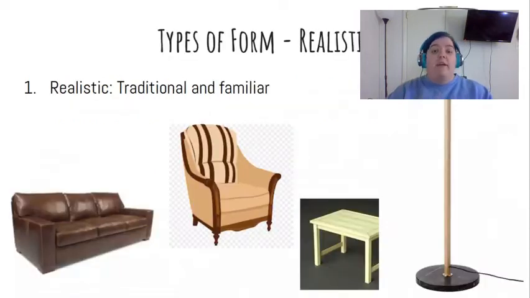The first one we're going to look at is the realistic form. This is what our brains register as traditional and familiar. You can look at that photo on the left and know that that is a leather couch. There's no mistaking it. It's rectangular like a couch. It has couch cushions and it's a basic color of a couch. It's a couch. Same thing with the chair, the table, and the lamp on the right hand side. All of those our brains know as traditional and familiar. So because of that, we've categorized these as realistic.